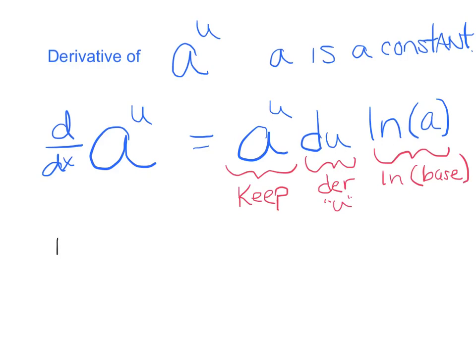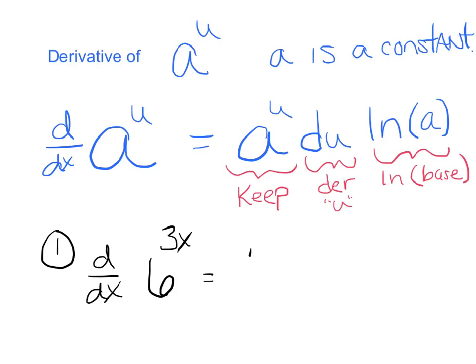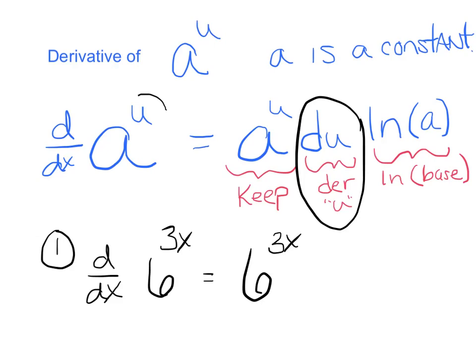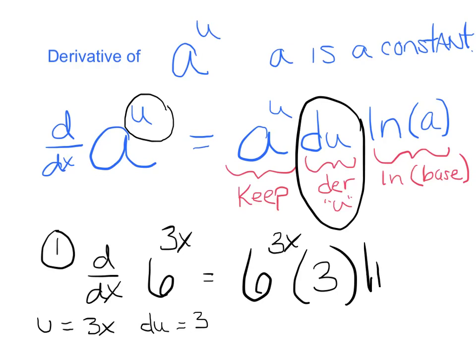Alright, so let's try our first example. Let's say we have the derivative of 6 to the 3x. Start with a nice easy one. Your first step, just like we read here, is going to be to keep it. So 6 to the 3x. And then you need to take the derivative of u. Notice in the rule, u is just your exponent. So on the bottom here, I'm going to say u equals 3x. Therefore, the derivative of u is just equal to 3. So I'm going to say times 3, and then the ln of my base, which is 6.